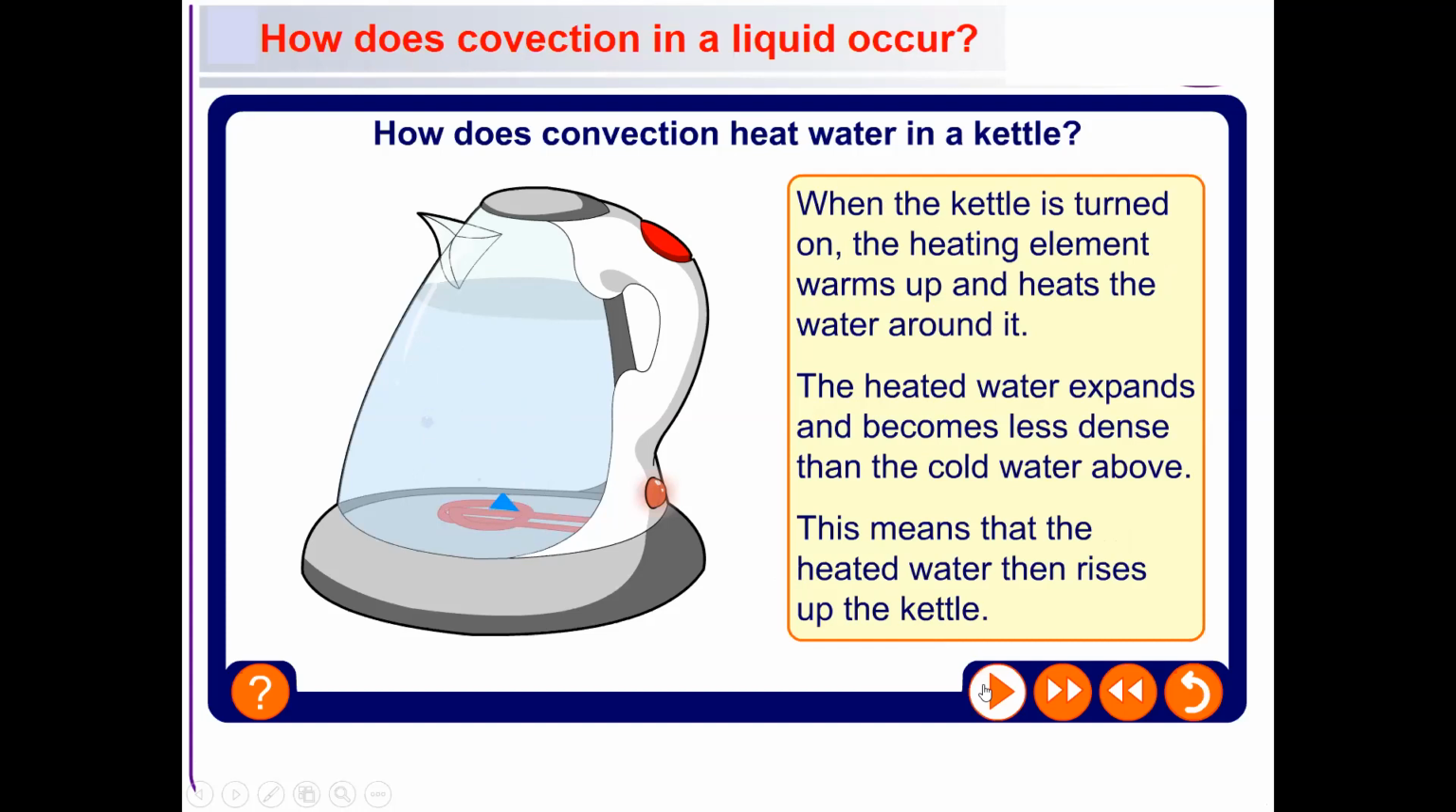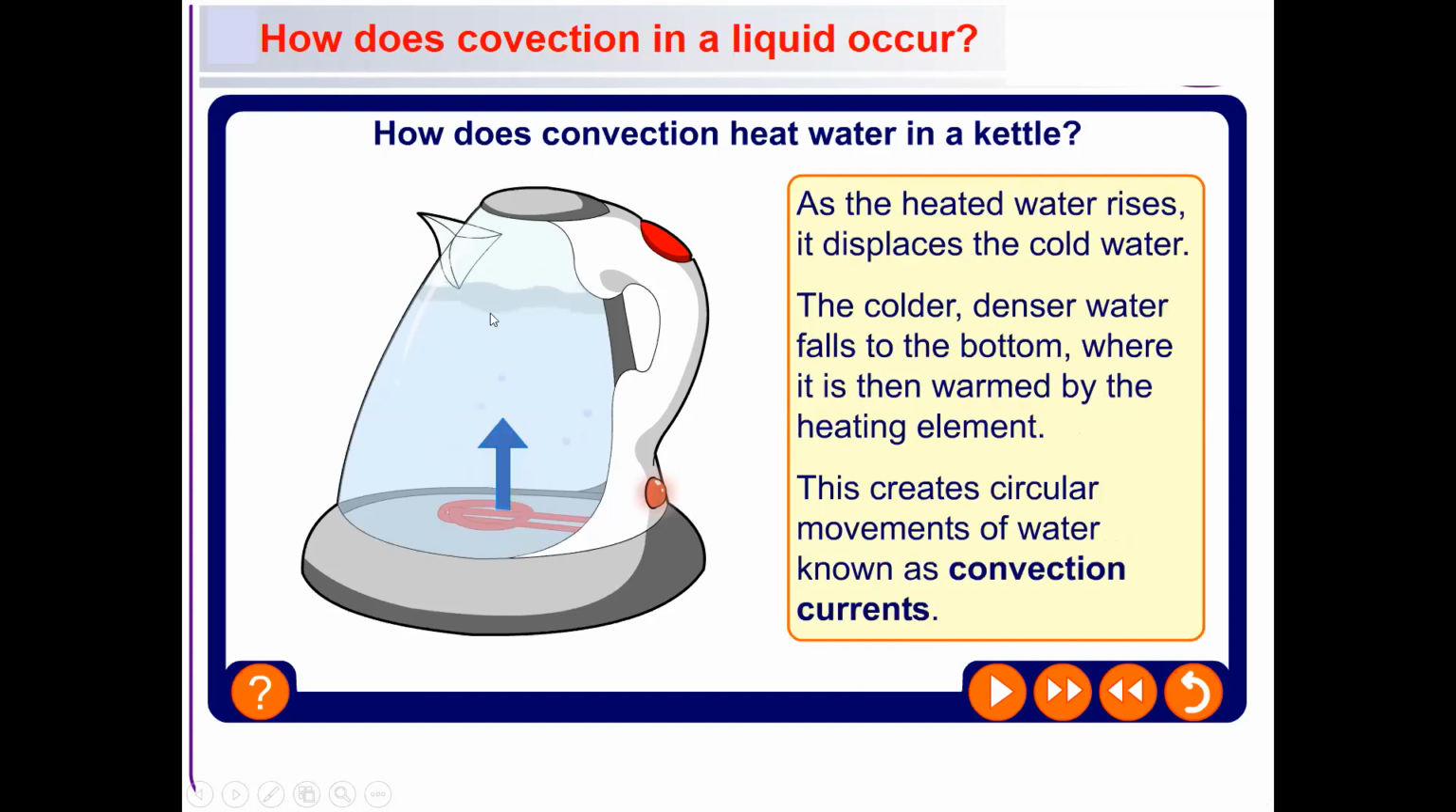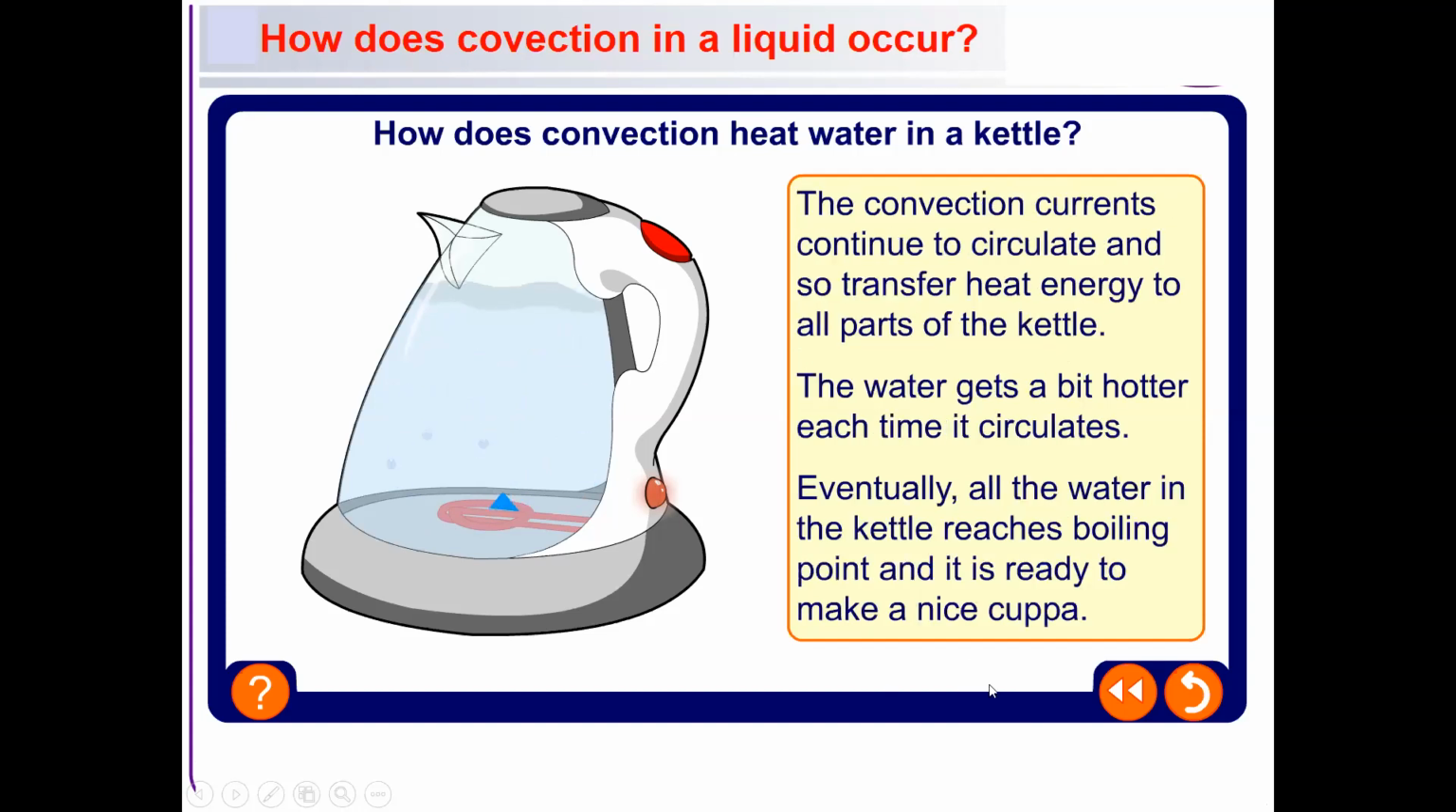On the top, we've got cold water. The cold water is more dense, and because it's more dense, it falls down to the bottom of the kettle. That just replaces the warm water which has risen up, and that creates a circular movement of water, what we call a convection current. This process continues until all the water in the kettle reaches boiling point. That is how convection takes place in liquids.